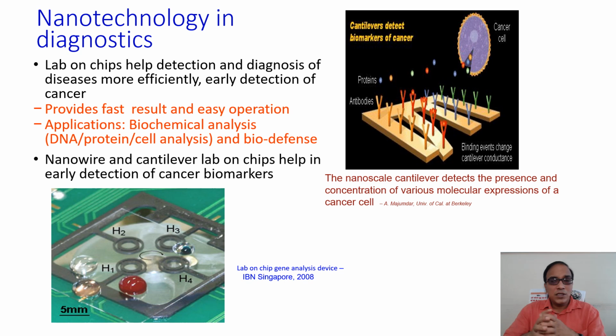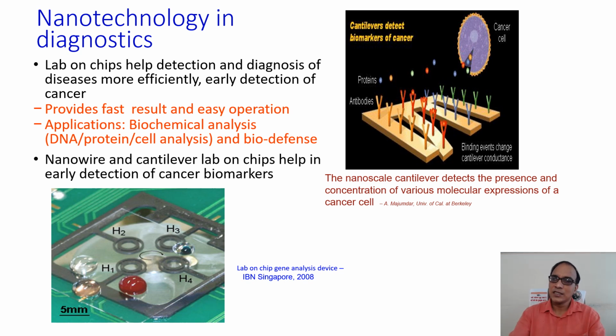Now let me give you an example of how nanotechnology can be used for diagnostic purposes. For diagnostic purposes, as you can see here, the cantilever and the lab on chips are two examples. Lab on chips help in the detection and diagnosis of disease more efficiently, and early detection of cancer can be done. Lab on chip integrates one or more laboratory operations on a single chip. It provides faster results and easy operation. So we can use them for biochemical analysis and biodefense. And nanowire is another example.